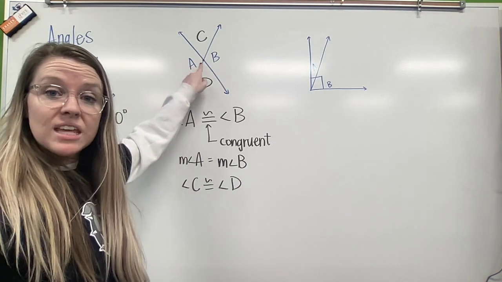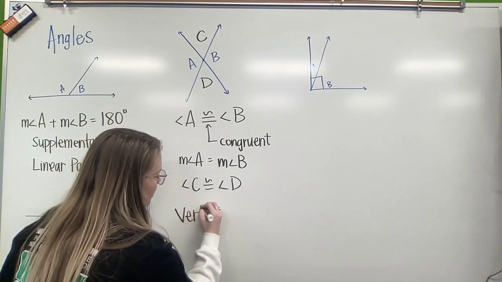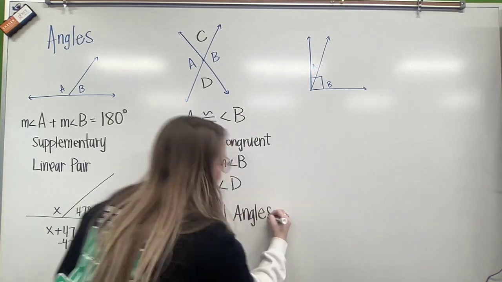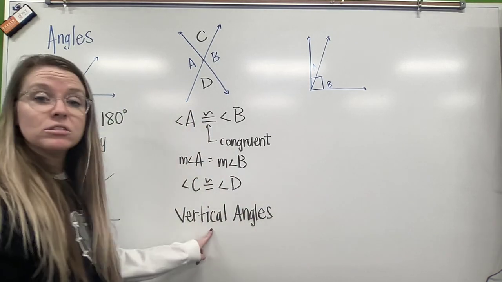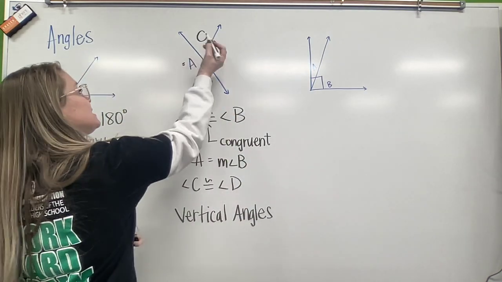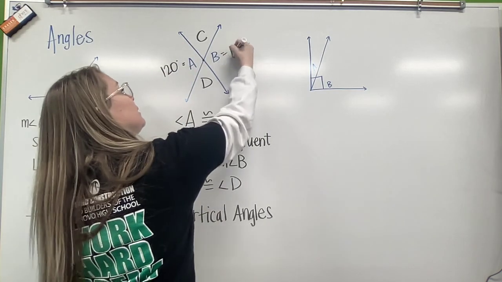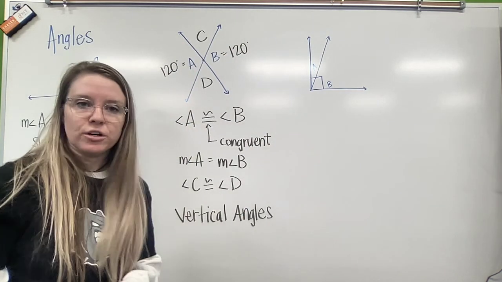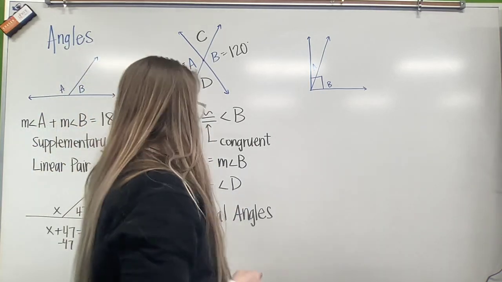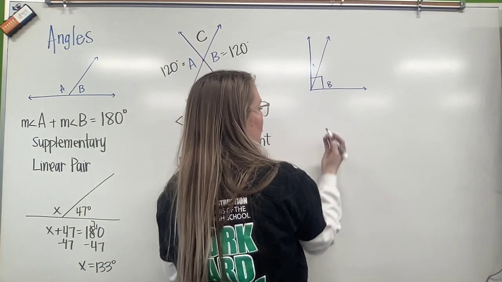These types of angles that only share a vertex are called vertical angles. Vertical angles are congruent. They have the same measure. So if I told you this angle equals 120 degrees, well then angle B is 120 degrees. Vertical angles are congruent.